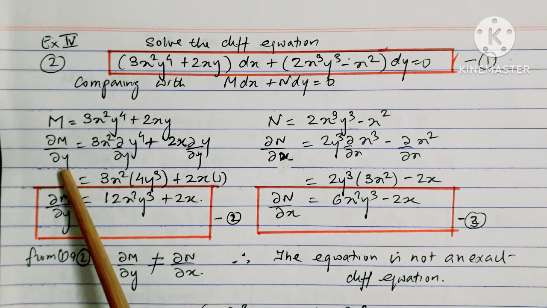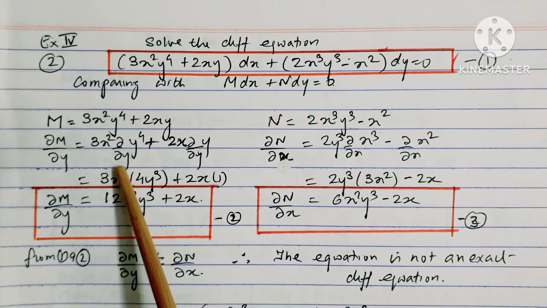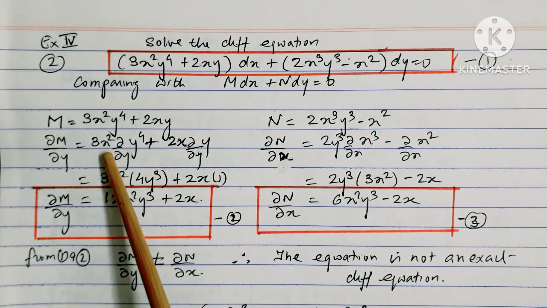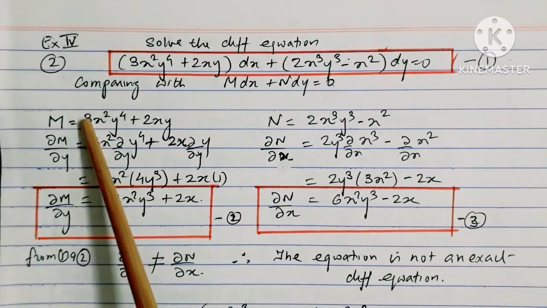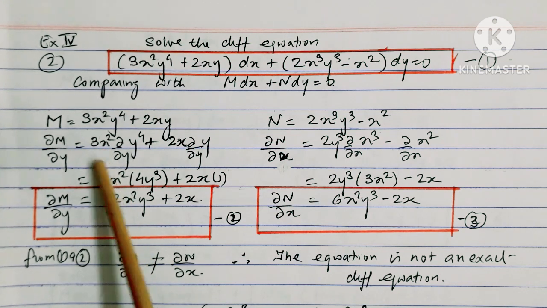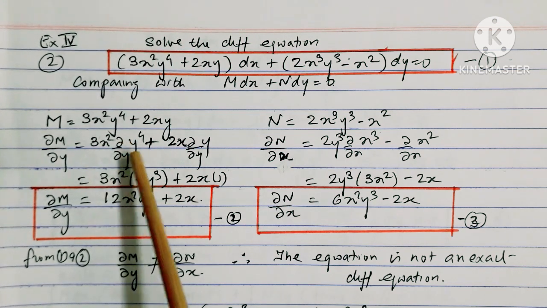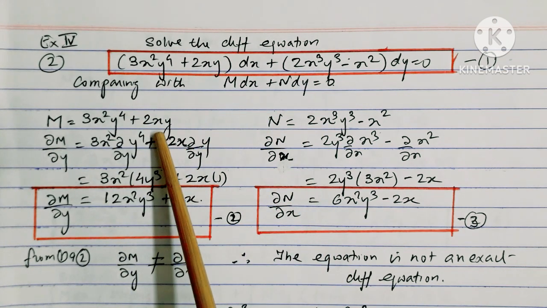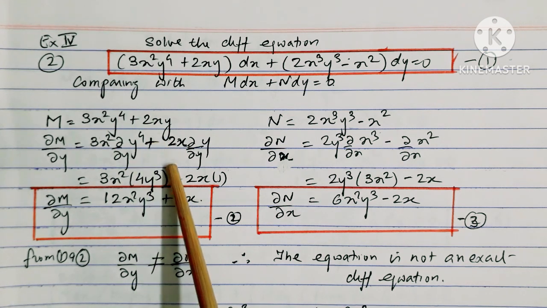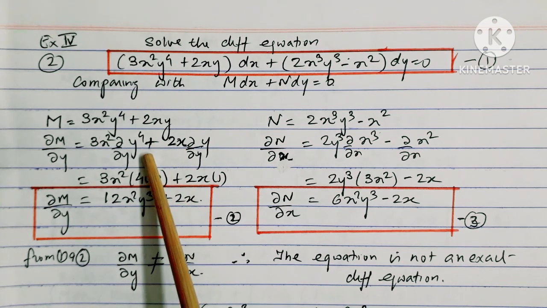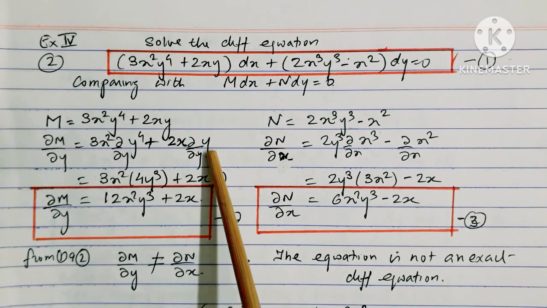Therefore, ∂M/∂y is equal to 3x² ∂/∂y of y⁴. Now, whenever we are differentiating partially with respect to y, we have to treat x as a constant. Now, 3 is a constant and we are treating x² as a constant. Therefore, 3x² would come outside. Similarly, 2 is a constant and we are treating x as a constant. Therefore, 2x would come outside. So, this would be plus 2x ∂/∂y of y.